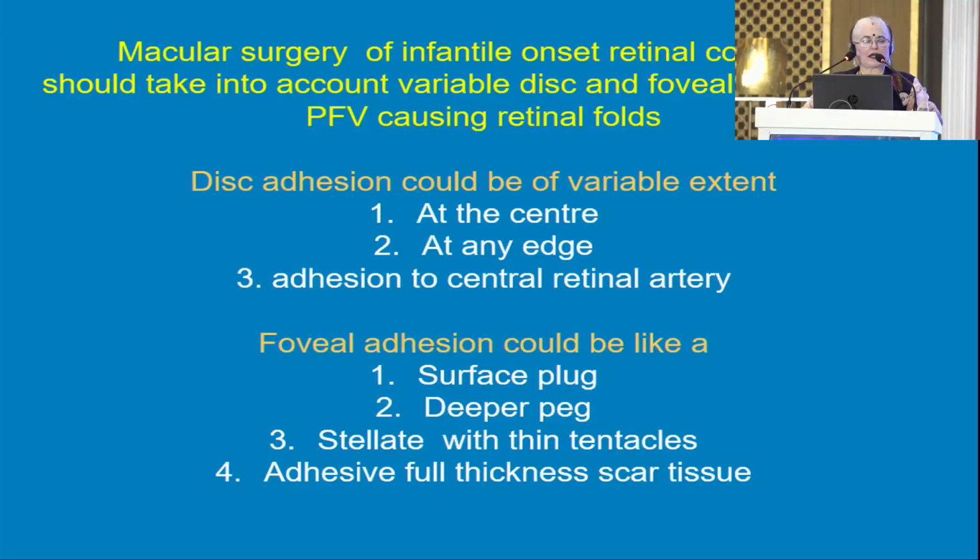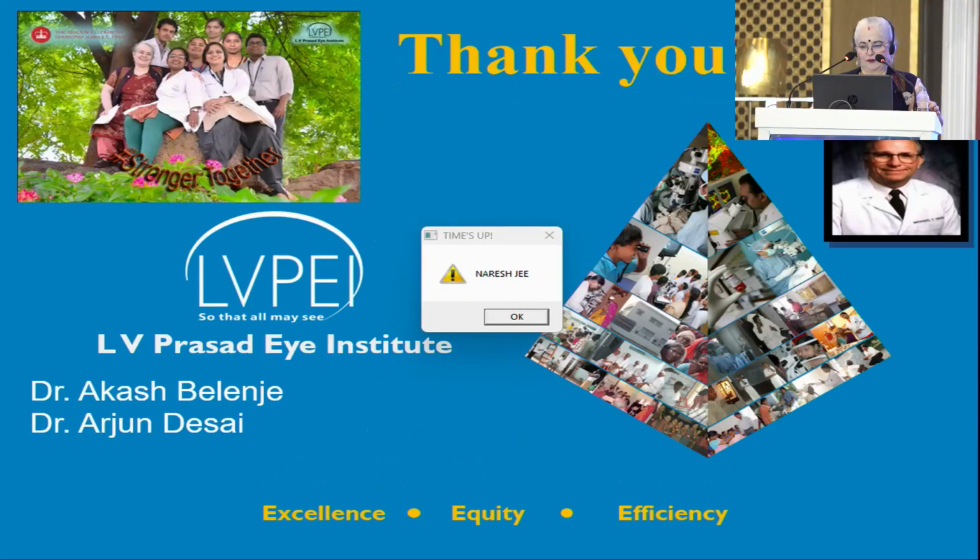So to conclude, the macular surgery of infantile onset retinal detachments should take into account the variable disc and foveal adhesions of the PFV stalk, which causes the retinal folds. These disc adhesions can be of variable extent. It can be at the center of the disc, it can be any edge, mostly temporal, but sometimes nasal or inferior, and it could be adherent to the central retinal artery. The foveal adhesions could be like a surface plug or a deeper peg. It can have a satellite type of configuration with thin tentacles, or it can be adhesive with full thickness scar tissue. In the last case, we only trim it, but we don't detach it because then there will be a large macular hole.